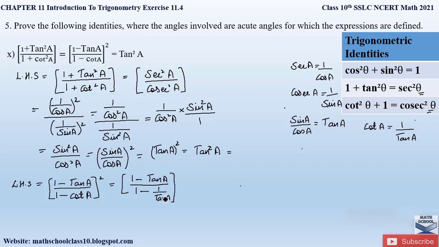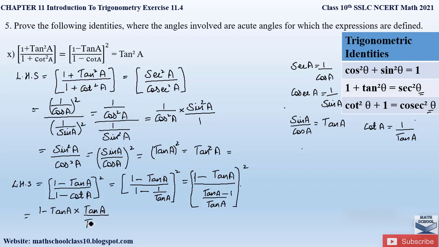Okay, so in the denominator we have to take the LCM. The numerator is as it is, 1 minus tan A, divided by, when you take the LCM as tan A, in the numerator you get tan A into 1 is tan A, minus 1, the whole square. Now let us convert this division into multiplication by reciprocating the denominator. So the numerator remains as it is, 1 minus tan A, into, reciprocating the denominator, tan A divided by tan A minus 1, the whole square.